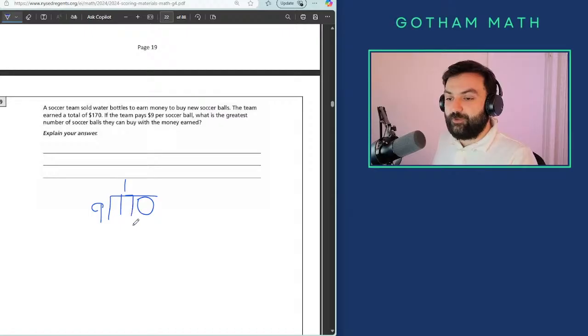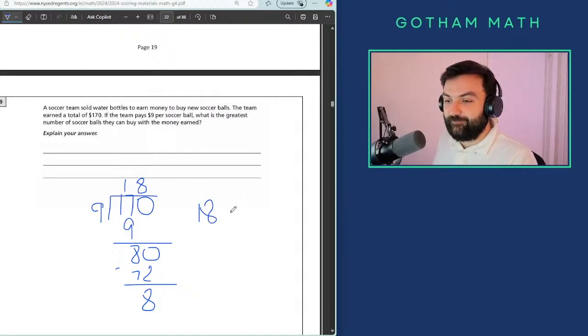It's going to be 1, minus 9, 8, 0. Now it's going to be 8, 72, 8. All right, so that means that our answer is technically 18 and 8 nines. So they actually have enough money for 18 soccer balls. Now, how would we explain that?